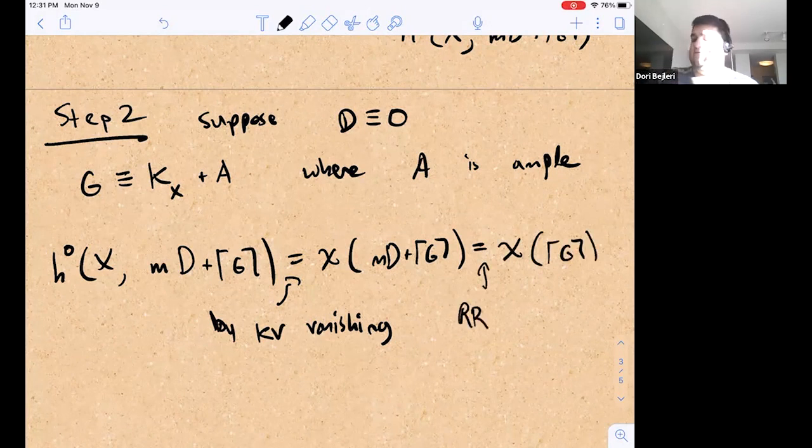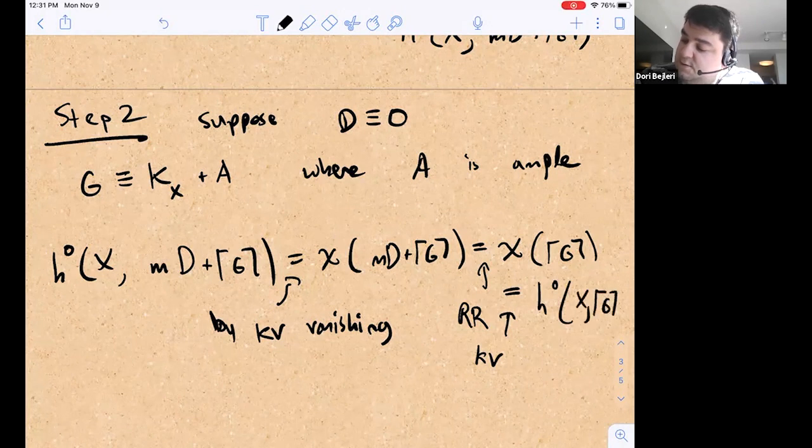It doesn't really matter what the formula for Riemann-Roch is. The fact that there exists a Riemann-Roch formula tells you that the Euler characteristic depends only on the numerical class. So MD plus the roundup of G is equivalent to just the roundup of G. And then again, by KV vanishing, because G is still an ample divisor with S and C support, this is equal to H0 of the roundup of G.